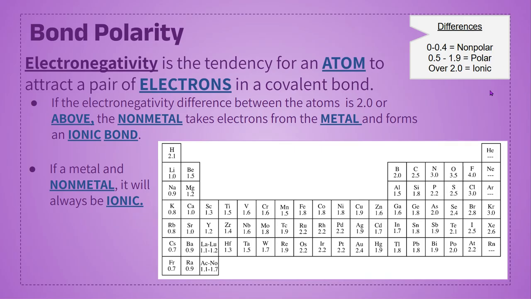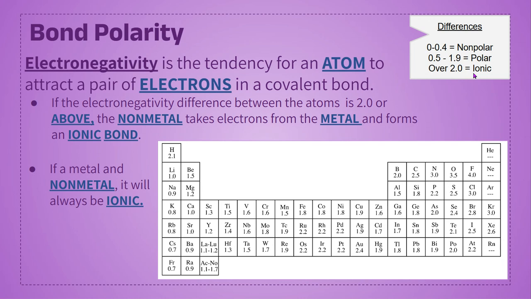You'll also have this table. It says differences. What that means is if I take two atoms, for example, fluorine and oxygen, and I take the difference, fluorine is 4.0, oxygen is 3.5, the difference would be 0.5. That tells me my electronegativity difference is 0.5. That's what we call a polar bond. Anything less than 0.4 would be a nonpolar bond, and anything over 2 is going to be classified as an ionic bond.